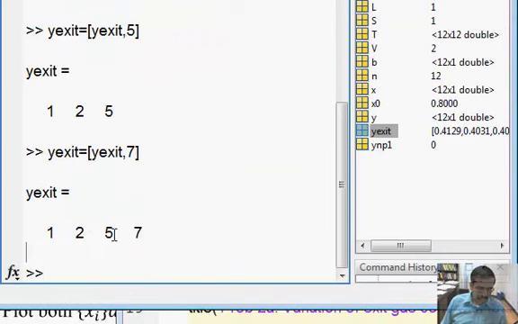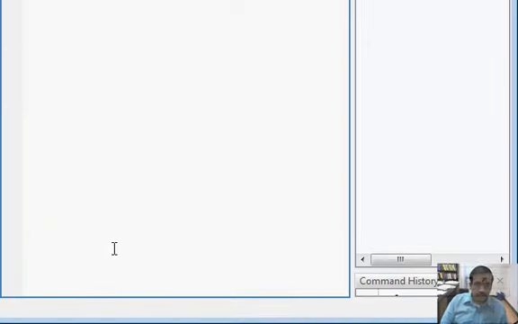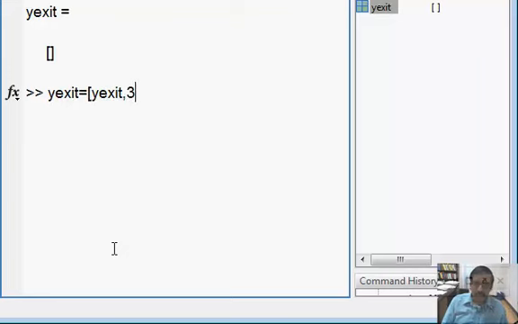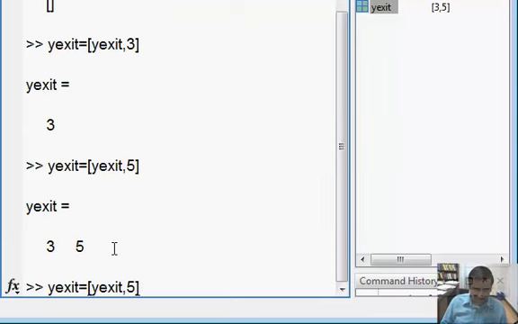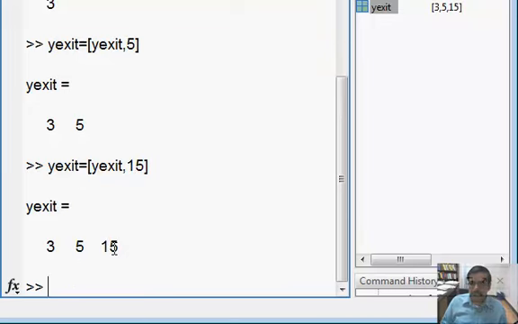If you want to understand that, I create a vector yexit equal to a null vector. A null vector meaning it contains nothing. It's defined but contains nothing. Then I can say yexit is equal to yexit, comma 3, for example. So number 3 is added to that vector. So yexit now contains number 3. If I do this, it takes the previous value of 3 and adds 5 to that. And if I repeat that, for example, it takes the previous 2 values and adds the third value. So it continues to build that vector, each time adding 1 value to it.